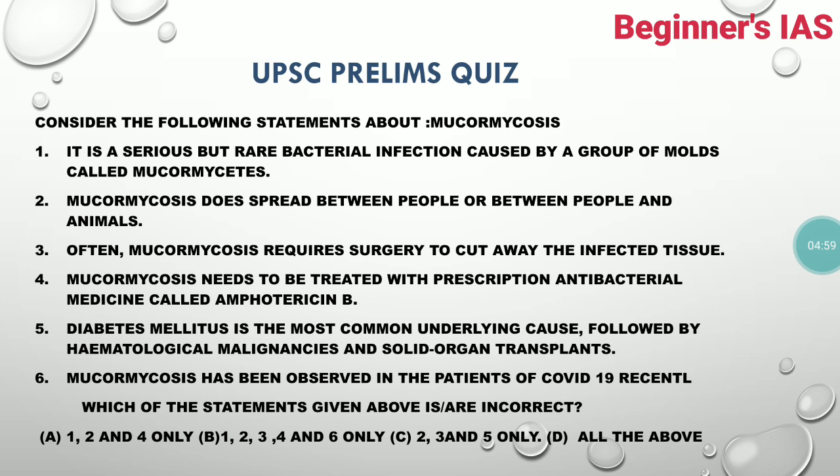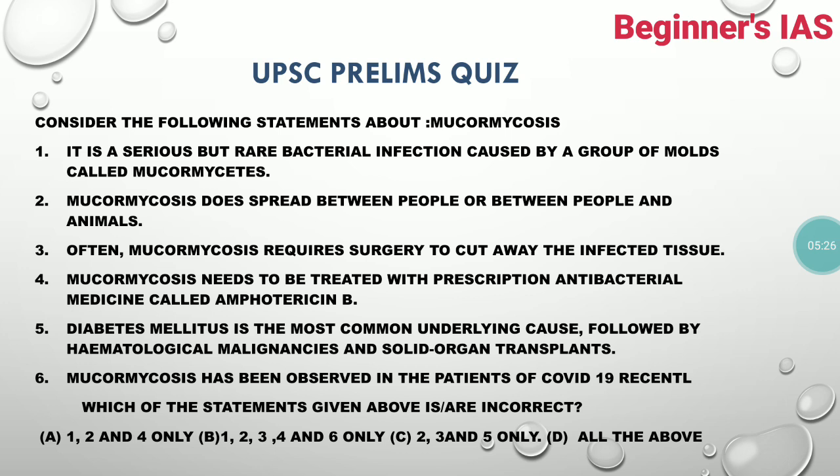Four: Mucormycosis needs to be treated with prescription antibacterial medicine called amphotericin B. Five: Diabetes mellitus is the most common underlying cause, followed by hematologic malignancy and solid organ transplant. Six: Mucormycosis has been observed in patients with COVID-19 recently. Which of the following statements is incorrect? So we have to identify the incorrect statement.